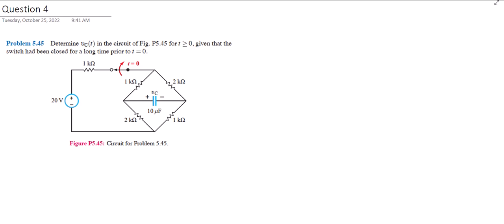Every time I see something that looks like a Wheatstone bridge, I start to panic. It's like, I'm not going to be able to do this problem. But it's not bad.